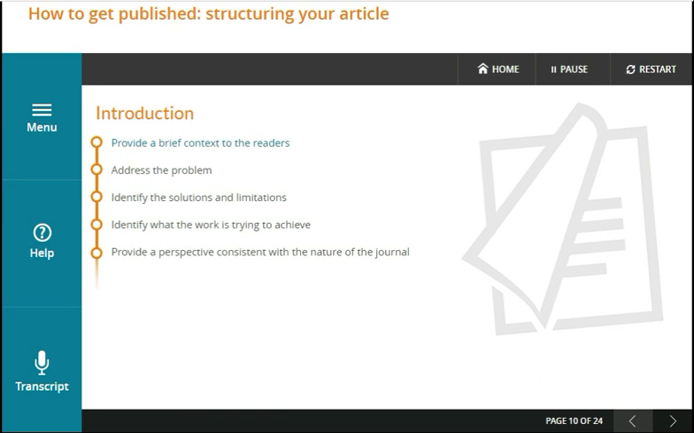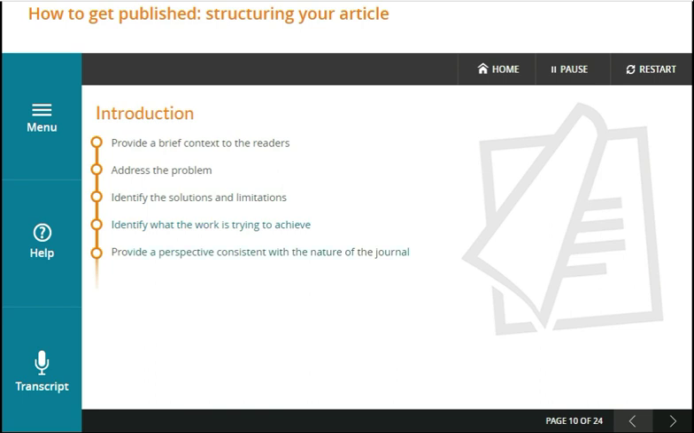Cite a couple of original and important works, including recent review articles, to give the reader a sense of how your work fits into the literature. However, take care to not make citations to irrelevant references, including your own. Make sure you clearly address the following. What is the problem you are ultimately trying to solve? Identify the solutions and limitations. Are there any solutions? If so, what is the best solution, and what are its limitations? What is your work trying to achieve?